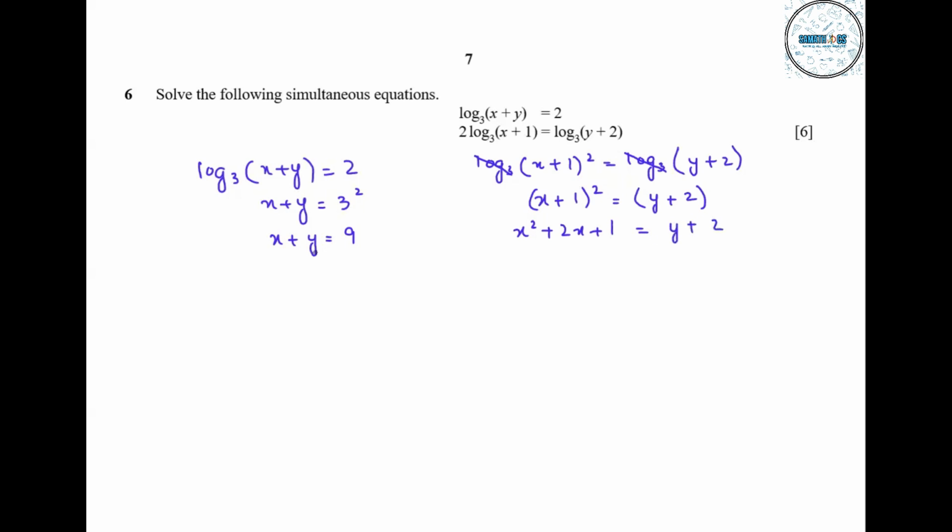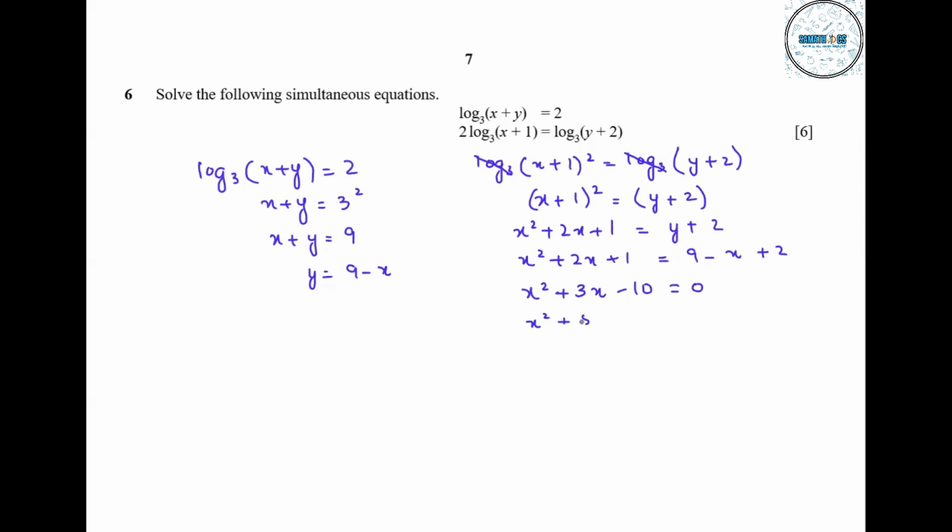We can make y the subject from this. So y is equal to 9 minus x, and we can substitute over here. So x square plus 2x plus 1 is equal to 9 minus x plus 2. X square plus 2x plus x will be plus 3x. 9 plus 2 is 11, and 1 minus 11 would be minus 10. So x squared plus 3x minus 10 is equal to 0.